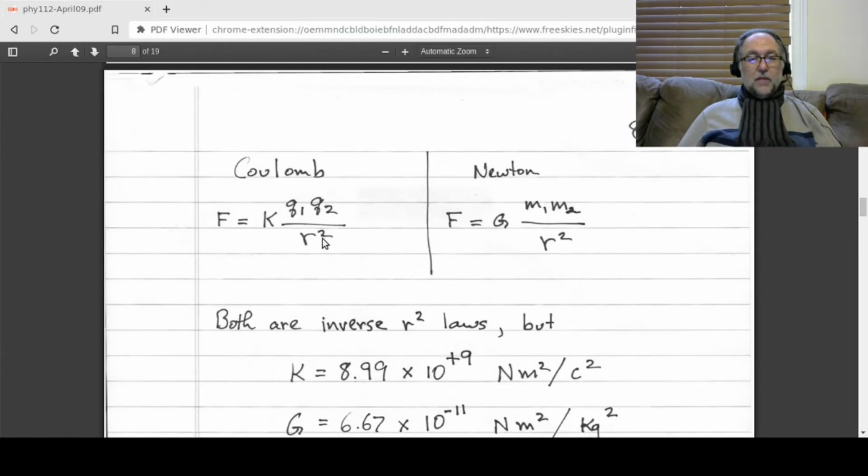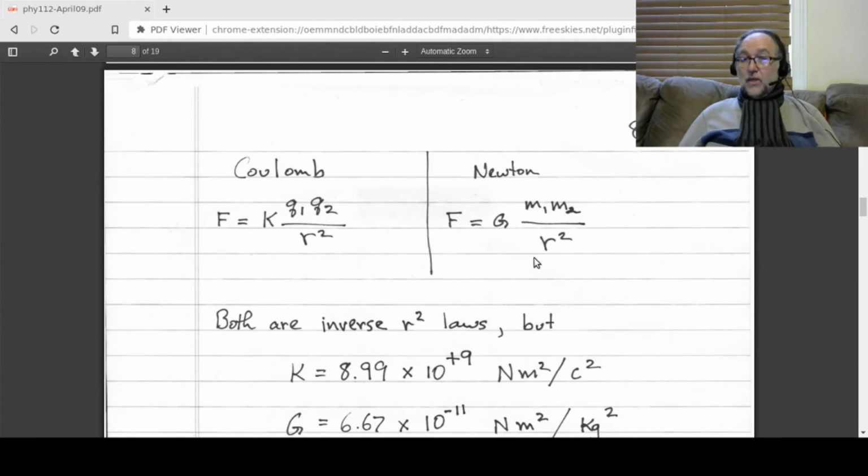Here I have them both side by side. So here's Coulomb's law, F is equal to K, Q1, Q2 over R squared. And here's Newton's universal gravitational law. So remember, between any two masses in the universe, M1 and M2, there's going to be a force of gravity given by F is equal to G, M1, M2 over R squared. They look very similar, except that where you have masses with Newton's universal gravitational law, you have charges with Coulomb. Understandably so, because masses cause gravity, whereas charges cause electricity. They're both inverse R squared laws.